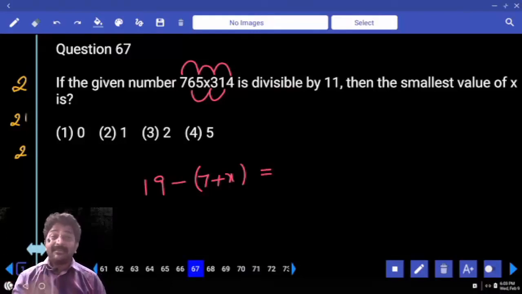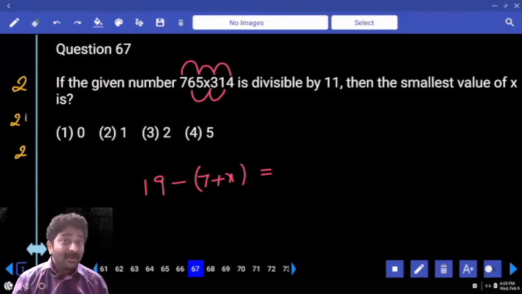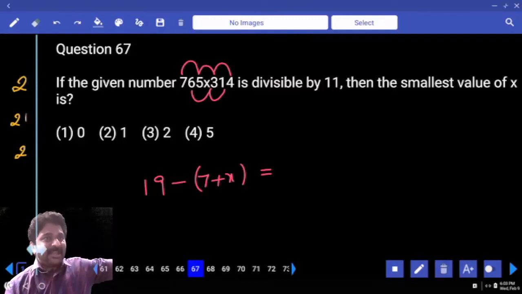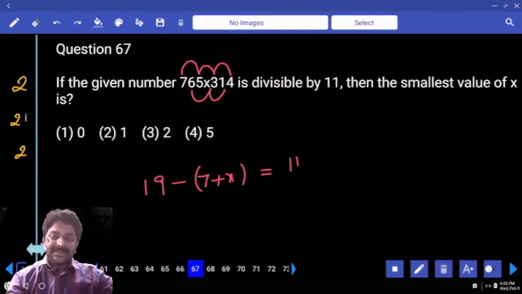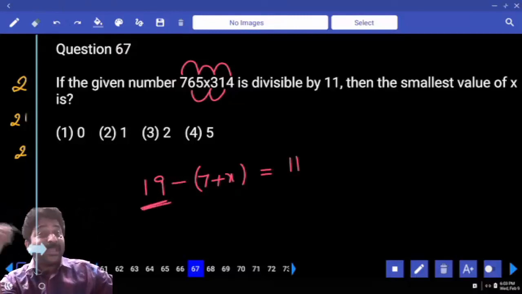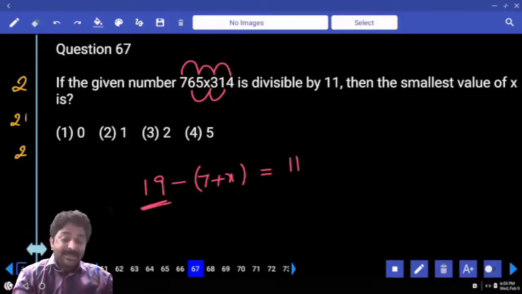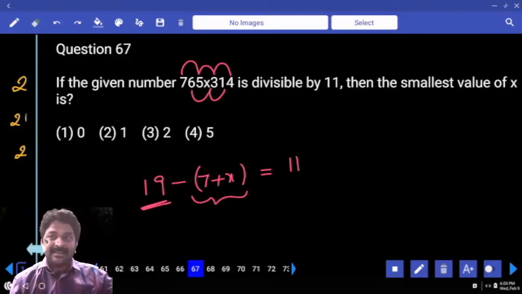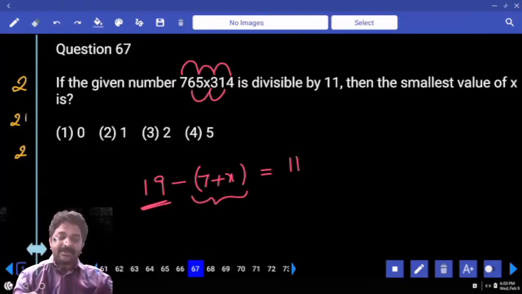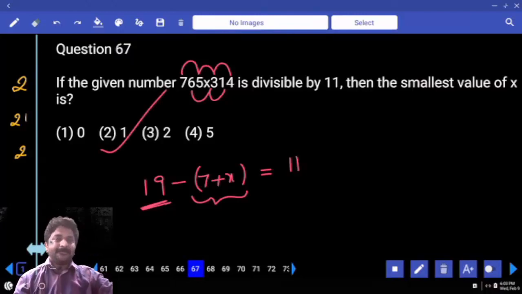If it has to be 11 multiple, difference of alternative number sum must be either 0 or 11 multiple. Nearest number which is close to 19 and 11 multiple is 11 only. From 19, how much you should subtract to make it 11? 8. That means this value must be equal to 8. If 7 plus x is equal to 8, x is equal to 1 only.